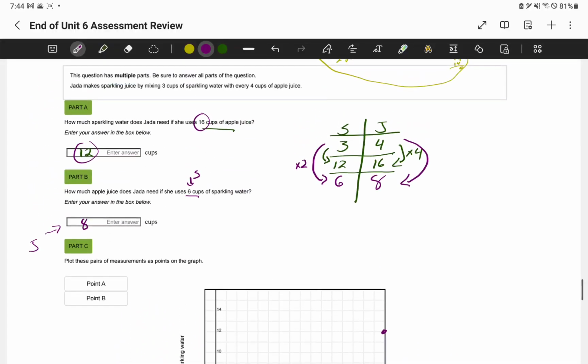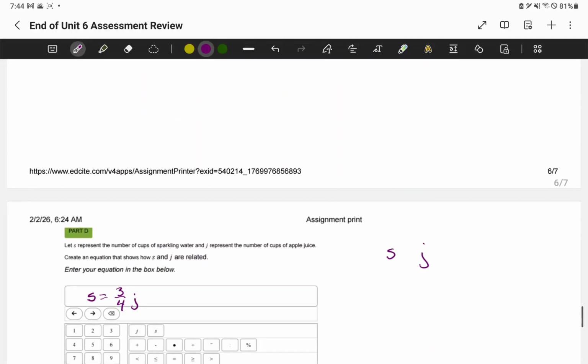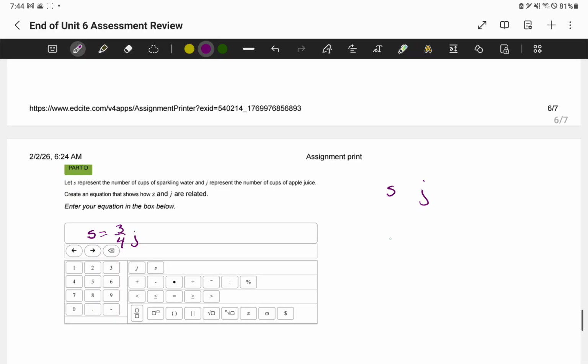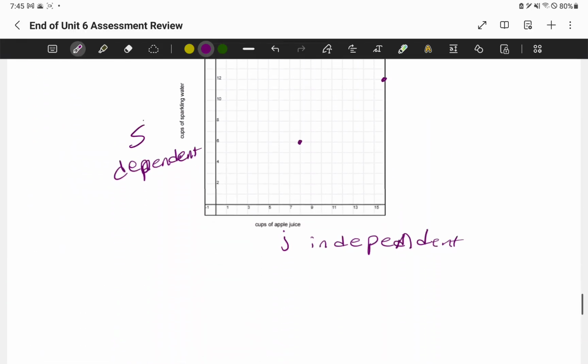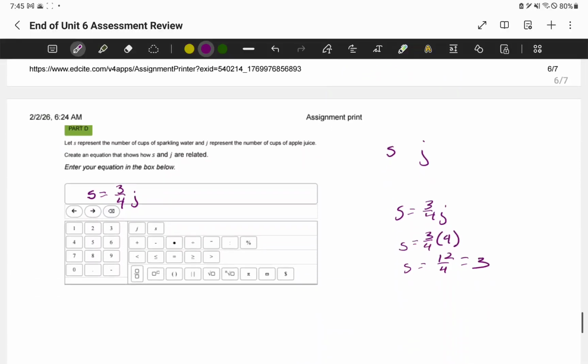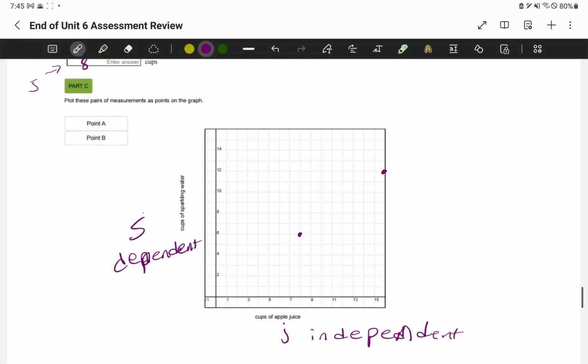Okay, so that way if I do S equals 3 over 4 J and I plug in 4, 3 over 4 times 4, well, that's 12 over 4, which is 3. And that's exactly what I wanted to get. And so that's my answer. That is everything on the test.